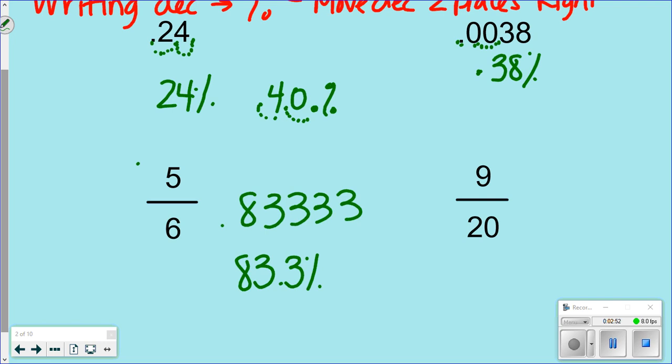So 9 out of 20. So let's say you get 9 right out of 20. Your decimal would be 0.45. Moving it over would be 45%.